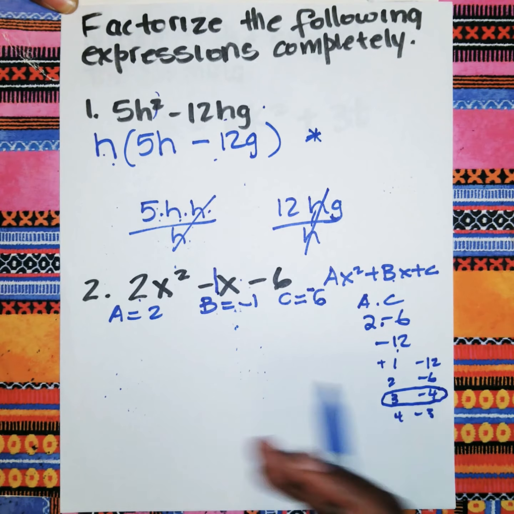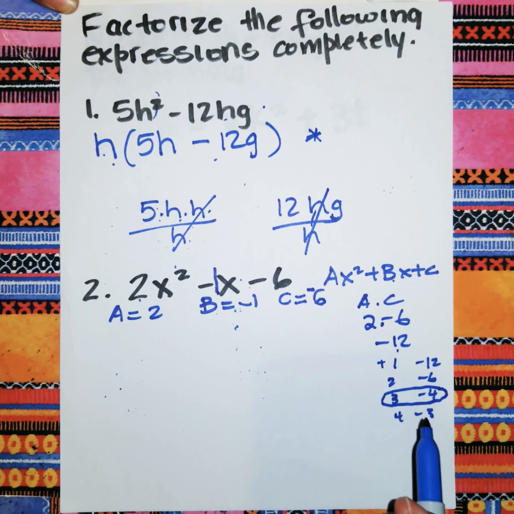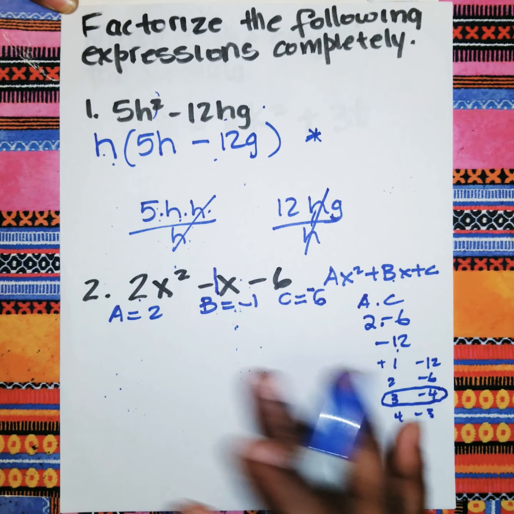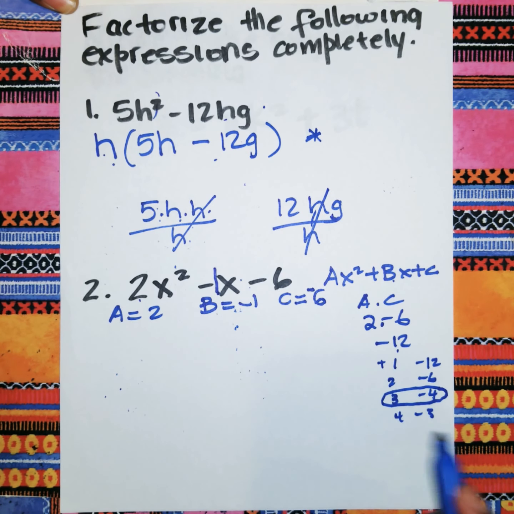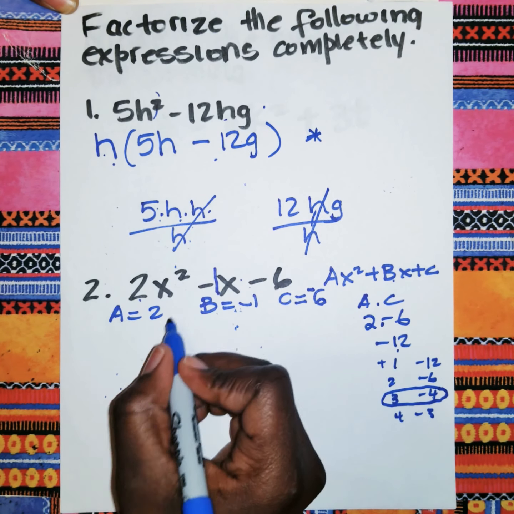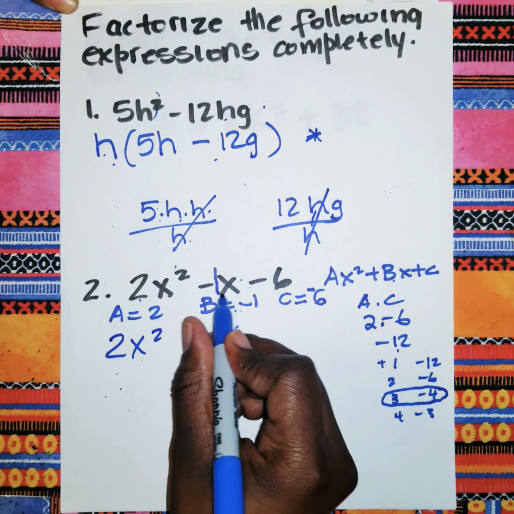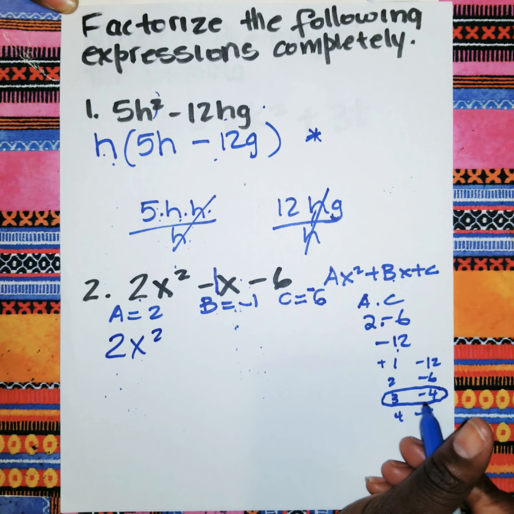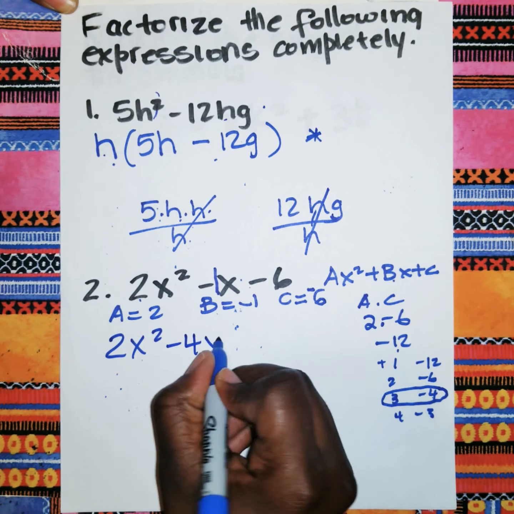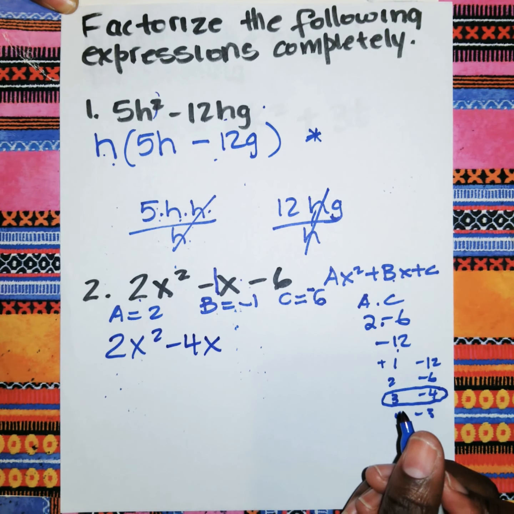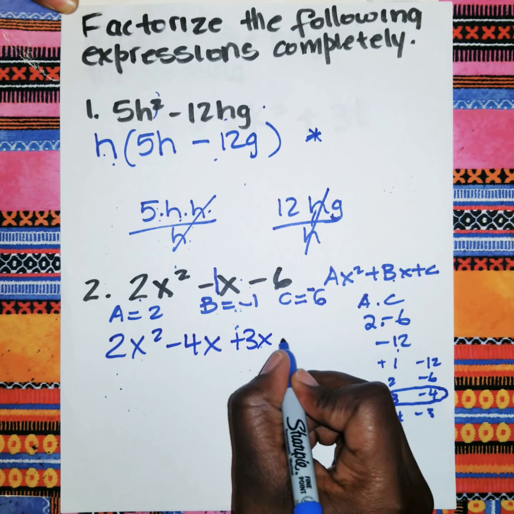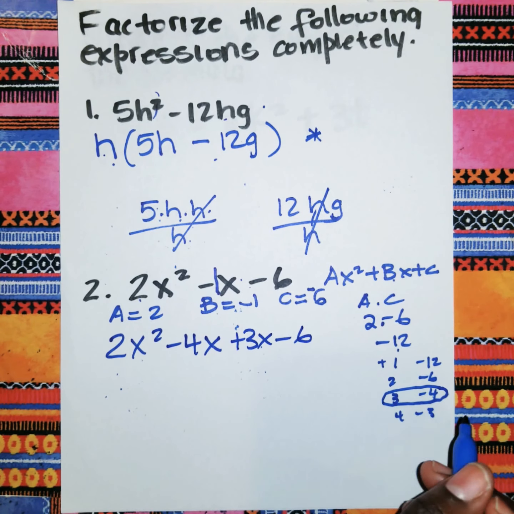And if you don't understand this method, you can go watch some videos I have that explain them in detail, like down to the T. So from this, guys, we're going to now replace the b value, which is negative 1, with the 3 and the negative 4. So let's go. So it's going to be 2x squared. Instead of negative 1x, we're going to put 3x and 4. So it's a negative 4x plus 3x minus 6.